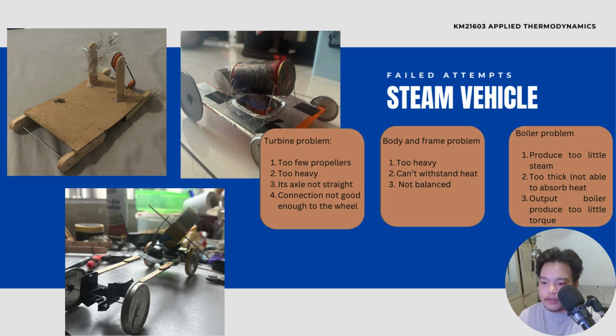Sometimes the boiler that we created produced too little steam, or it was too thick because the heat that we gave out to the boiler was not enough, so it was not able to absorb enough heat. And the output boiler produced too little torque, meaning the rate of steam that was produced did not give it enough torque so that it could spin the wheels.